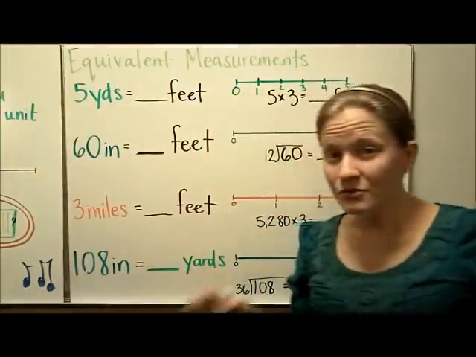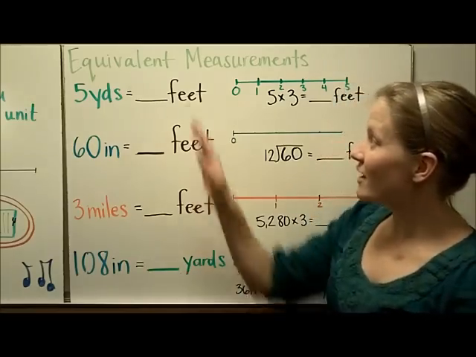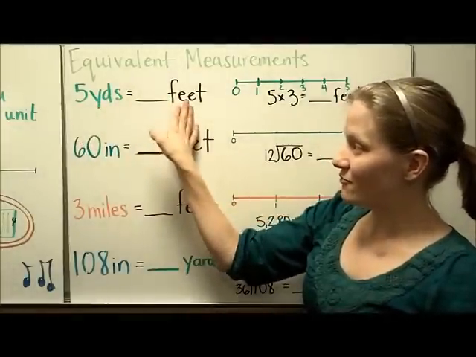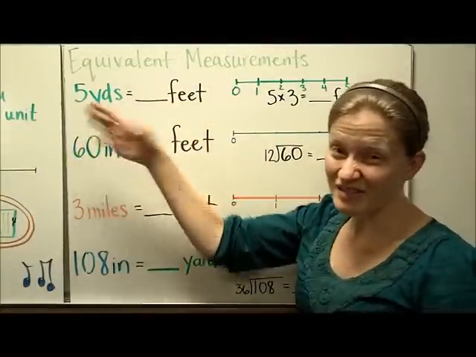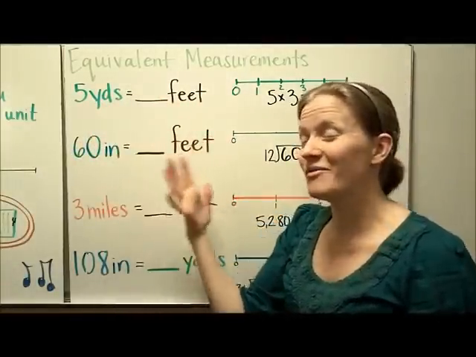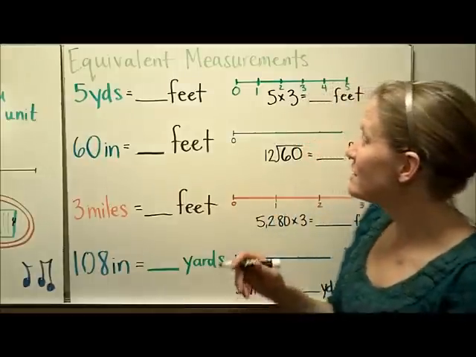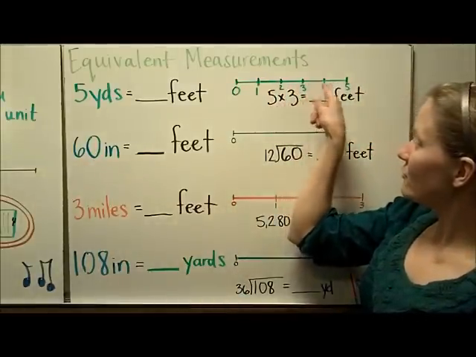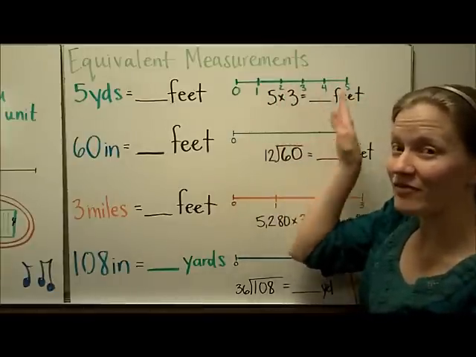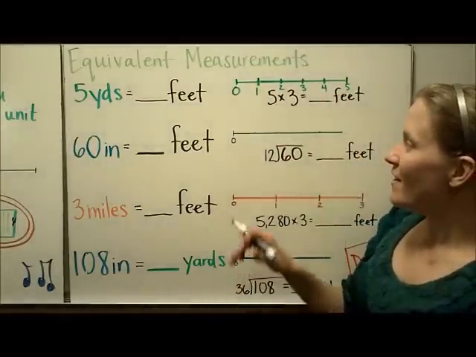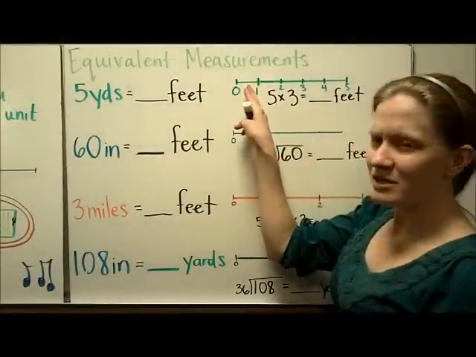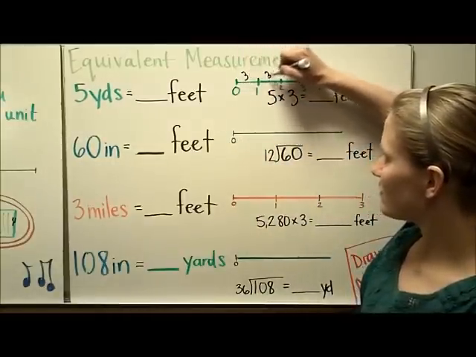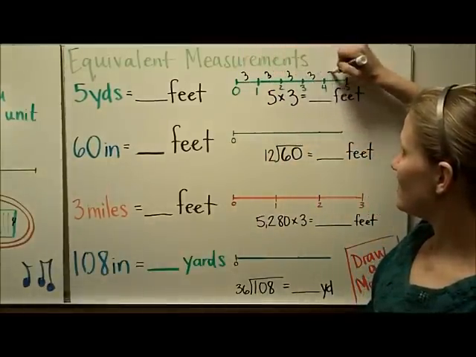So now let's use those relationships to find equivalent measurements between units. If you have to figure out how many feet are in 5 yards, the best thing to do is to draw a picture. I always think that drawing a model is going to help you the best. So I have here drawn 5 yards, 1, 2, 3, 4, 5, just a line with 5 lines marking it off. And then I'm going to think about, well, what do I know about each of these yards? Well, every single one of those yards is made up of 3 feet. 3 feet, 3 feet, 3 feet, 3 feet.